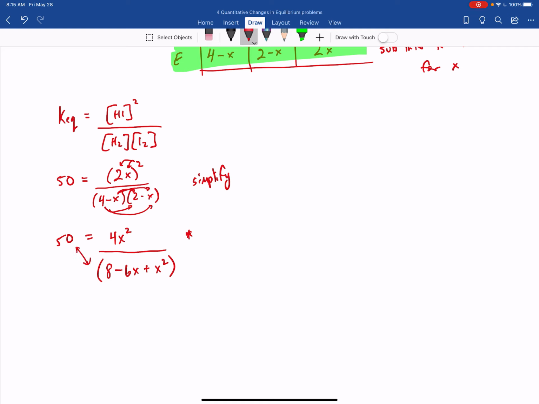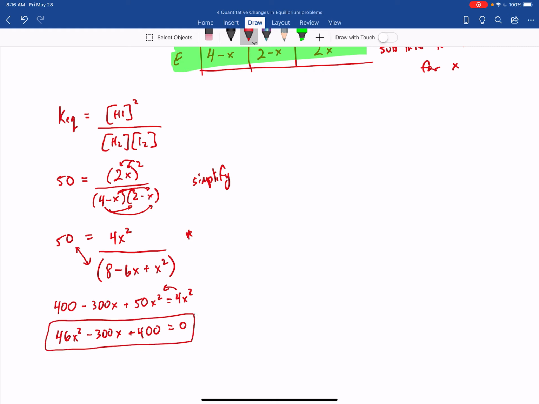We'll cross multiply and isolate, bring everything over to one side. Right? So we've got 400 take away 300x plus 50x squared equals 4x squared. We'll bring that over and subtract it, and we'll rewrite it in ax squared plus bx plus c. So now from here, and again, depending on how comfortable you are mathematically, you have different ways of factoring. The goal is to determine the roots of the quadratic equation. So we're still trying to solve for x.